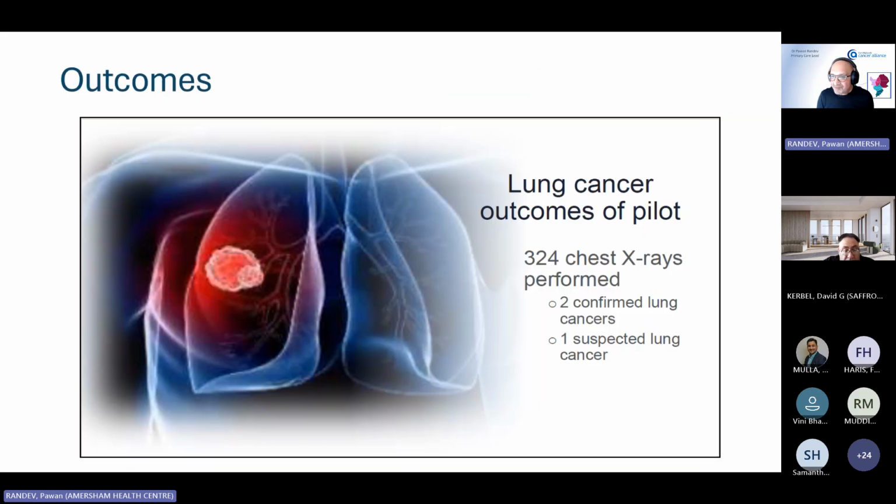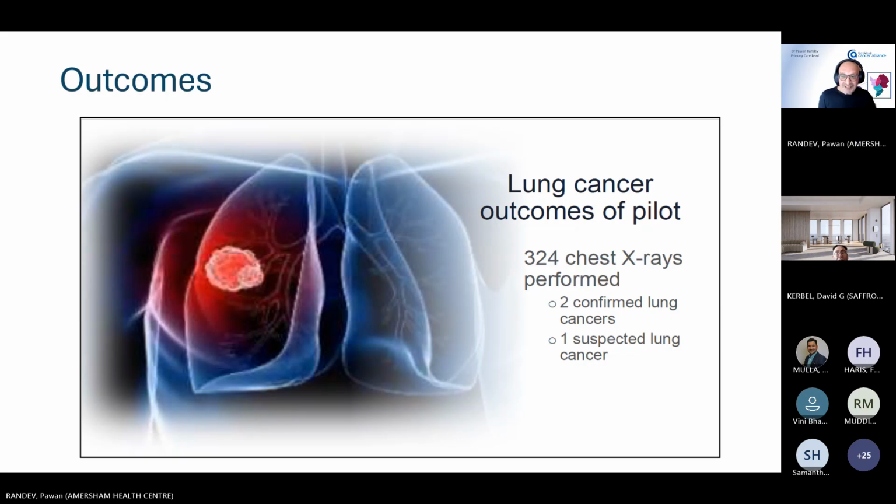And what happened? So the outcomes of this pilot were that over the space of 9 months to a year, we did over 300 chest x-rays based on symptoms. And these were people who were symptomatic and based on the triage protocol would actually, from a best practice perspective, have been sent up for chest x-rays anyway. But of those, we've had 3 people, 2 who had confirmed lung cancers, 1 with a suspected lung cancer, which they are monitoring.